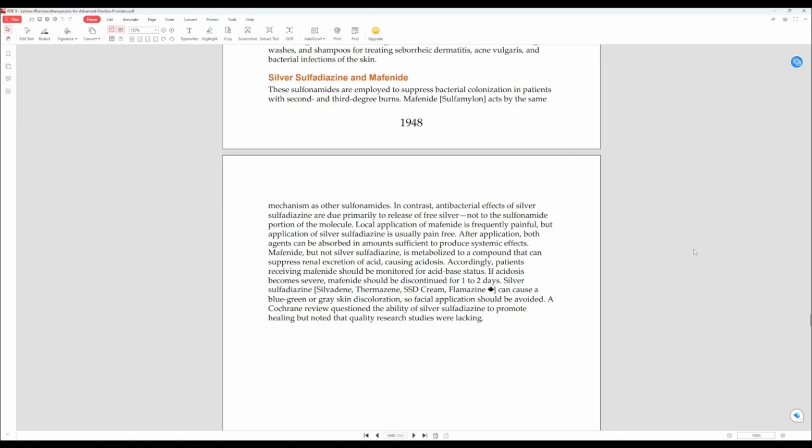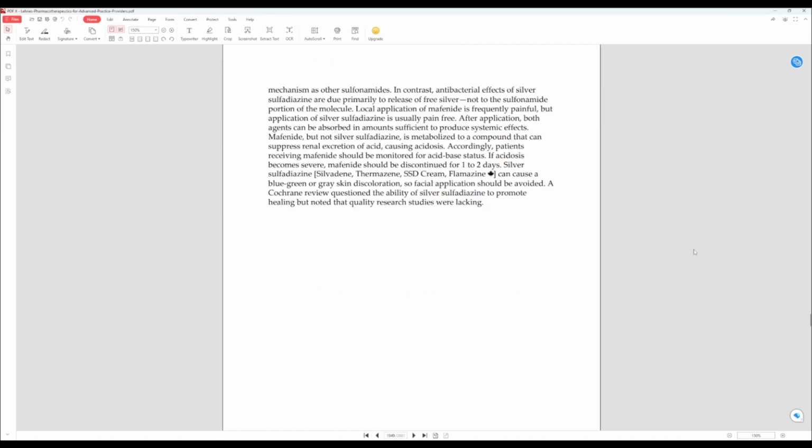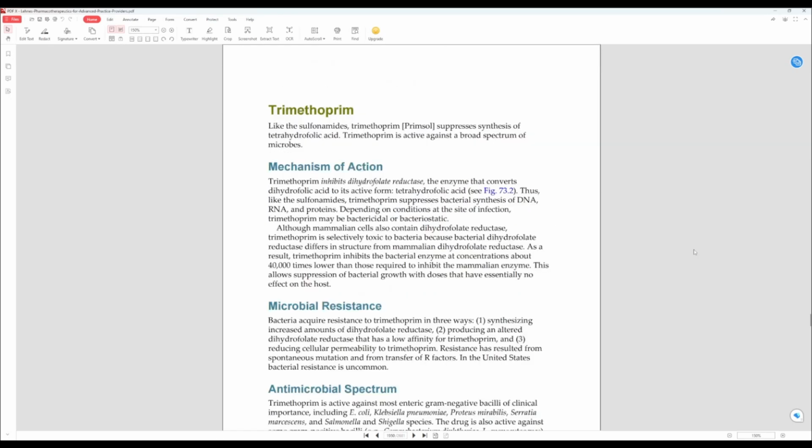Silver sulfadiazine can cause a blue, green, or gray skin discoloration, so facial application needs to be avoided. A Cochrane review questioned the ability of silver sulfadiazine to promote healing, but noted that quality research studies are still lacking. Which now brings us to trimethoprim.